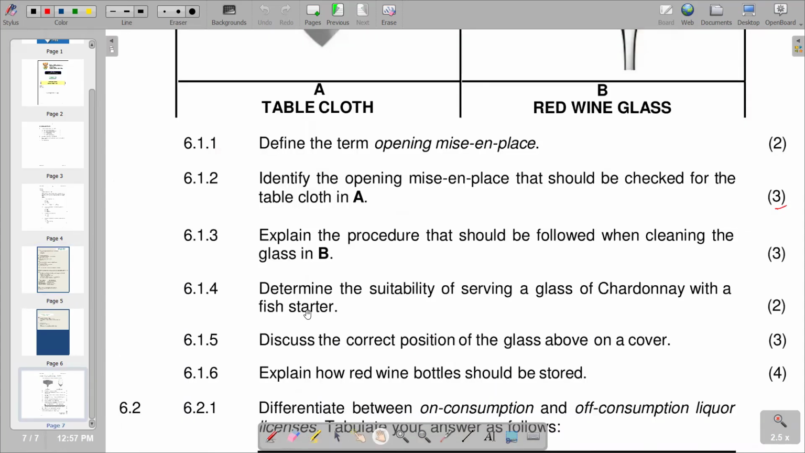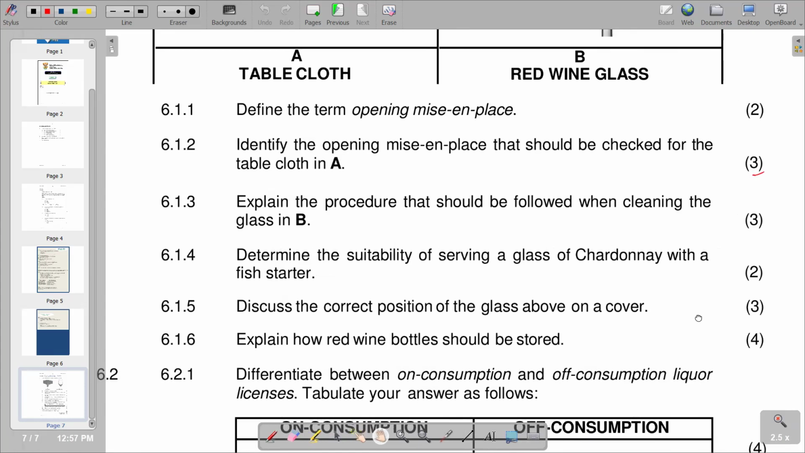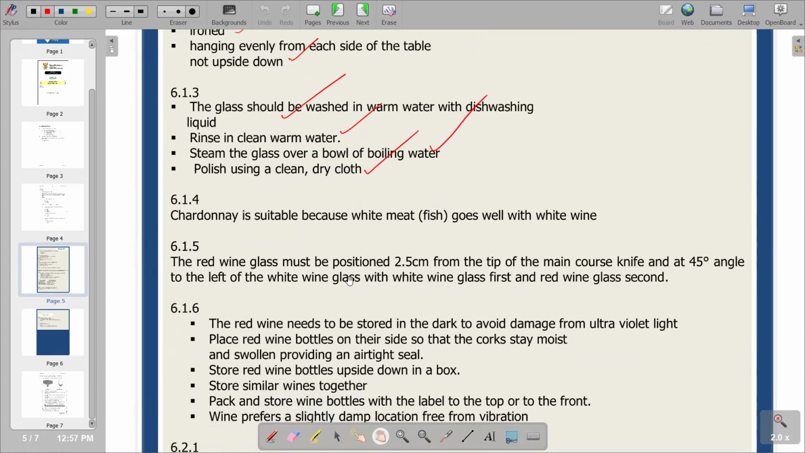So moving on to the next part of our question, it is to discuss the correct position of the glass above on a cover. So at the position that we have, we see that this is requiring you to have a total of 3 marks. So for the other section, we are saying the red wine glass must be positioned 2.5 centimeters from the tip of the main course knife and at a 45-degree angle to the left of the white wine glass, with the white wine glass first and the red wine glass second. So that is the requirement.